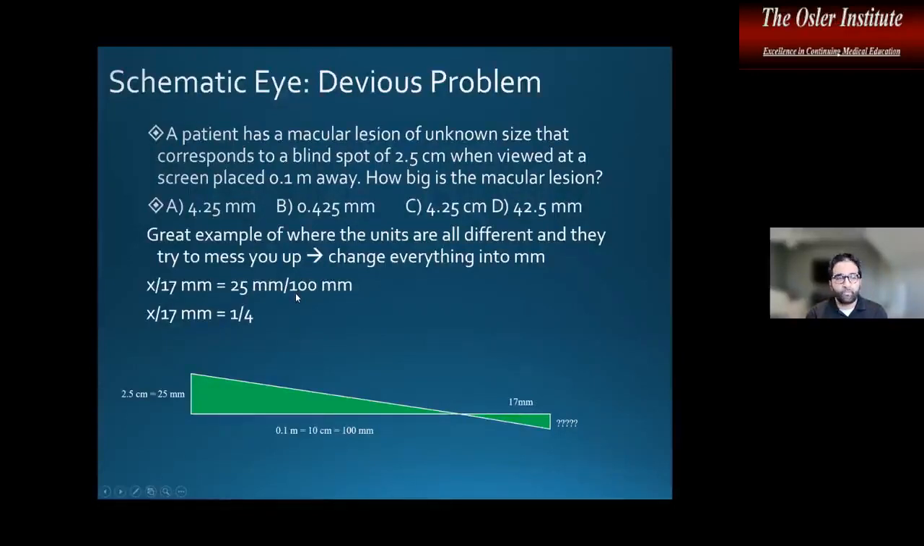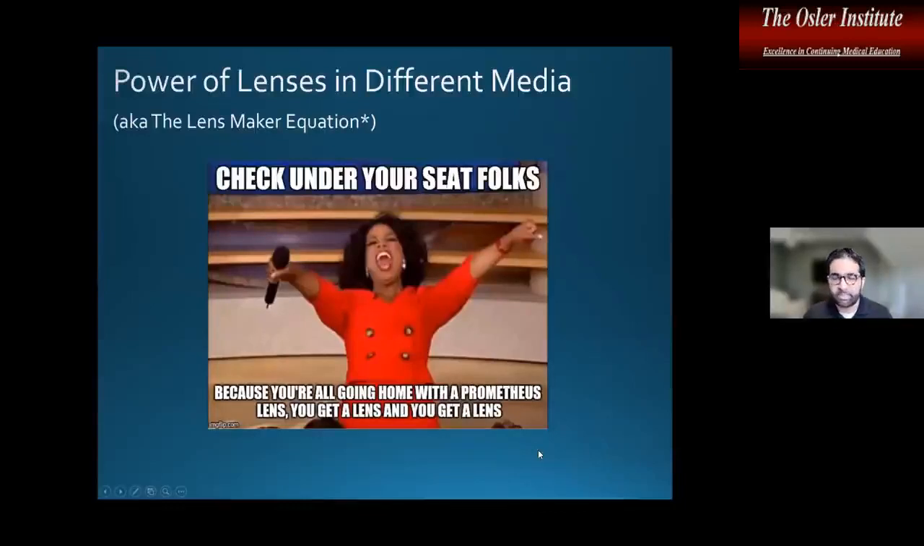X is going to be 1 over 4. Our x over 17 equals 1 over 4. So we're going to multiply 17 times that, and we're going to get 4.25 millimeters. In other words, the size of the lesion is going to be 4.25 millimeters inside the eye over here. Okay, so that's a quick run through the schematic eye, and you can see that's basically similar triangles that they're asking us to solve.